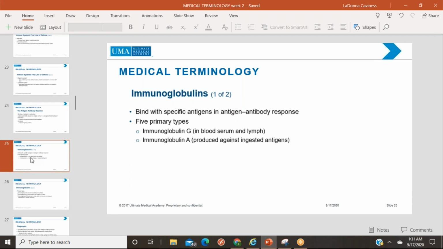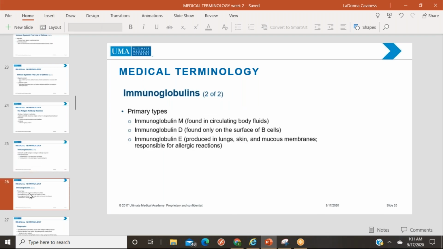5 primary types. Immunoglobulin G in blood, serum, and lymph. Immunoglobulin A produced against ingestive antigens. Immunoglobulin M found in circulating blood fluids. Immunoglobulin D found only on the surface of the B cells. Immunoglobulin E, produced in lungs, skin, mucous membranes, responsible for allergic reactions.